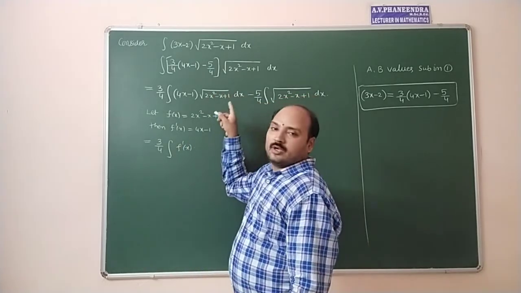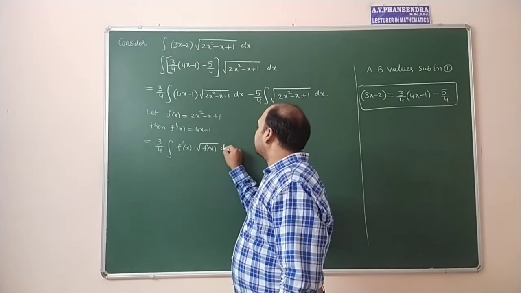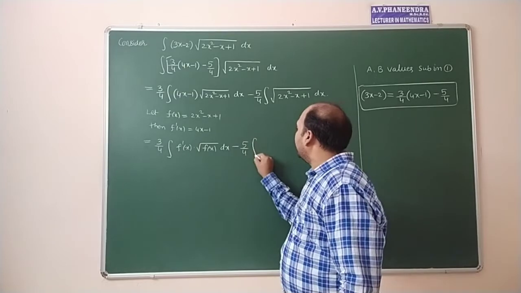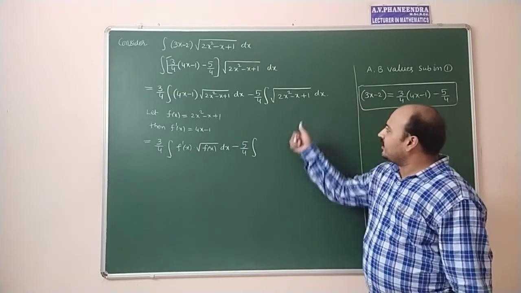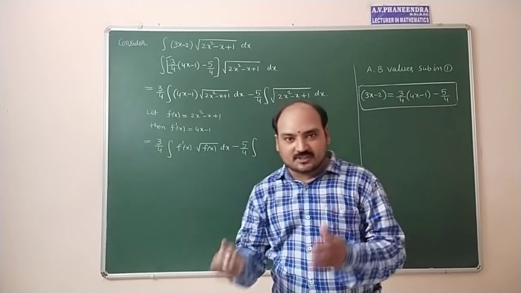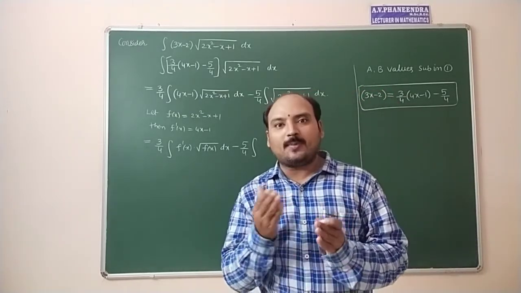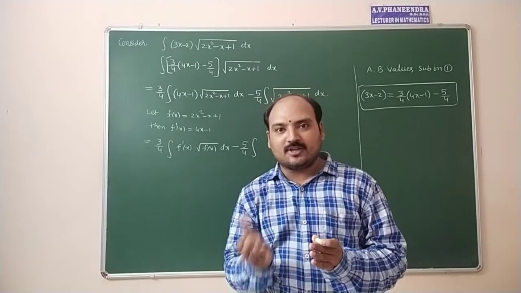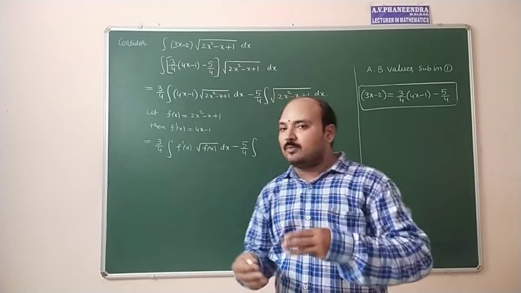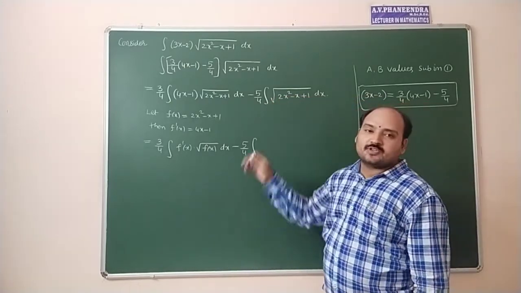Root f of x dx minus 5 by 4 integral. Whenever a quadratic expression, root of ax square plus bx plus c, is there, we can write it as root of x square plus a square, or a square minus x square, or x square minus a square. Among these three forms, you can reduce this quadratic expression. But here the x square coefficient is 2.